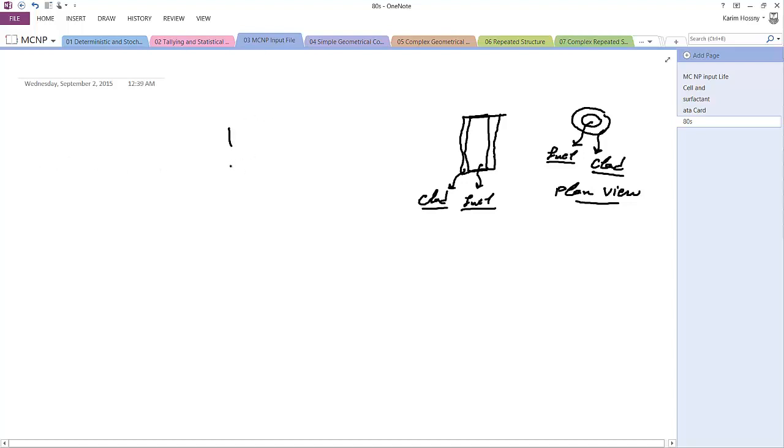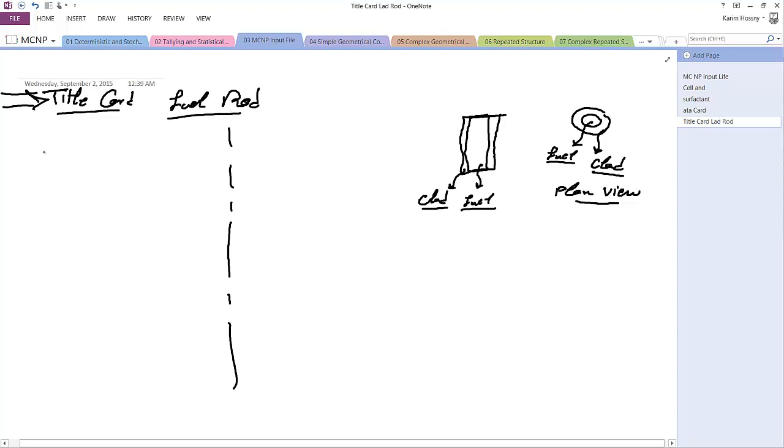And then I prefer to use this method of writing code. First we have the title card, which is, let's say, fuel rod. Then we write C like that. That's a comment. So, the surface card.